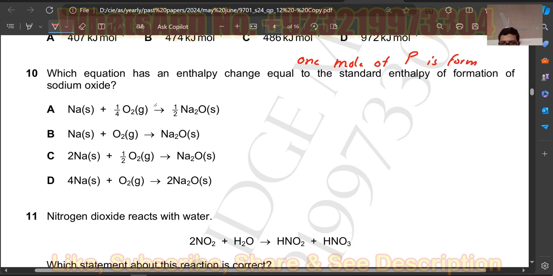So considering this definition, we can exclude some options. Here in option A, you can see that there is half of the Na2O formed, which means it is not the right answer. And in case of option D, we have 2 moles. Again, it is not possible according to the definition. Now, we are left with option B and C.